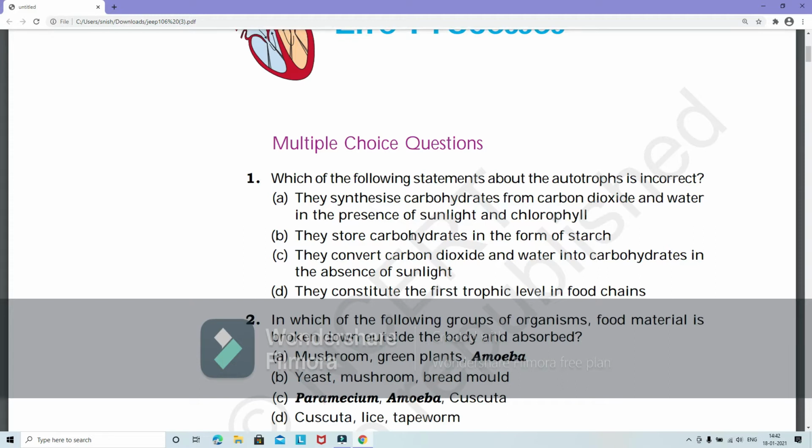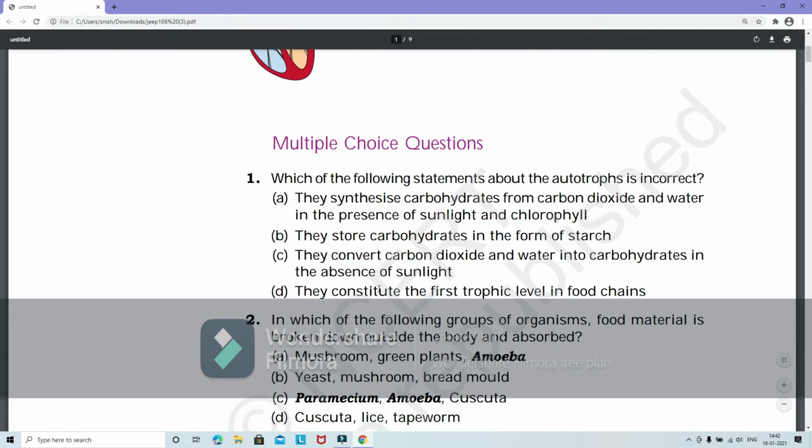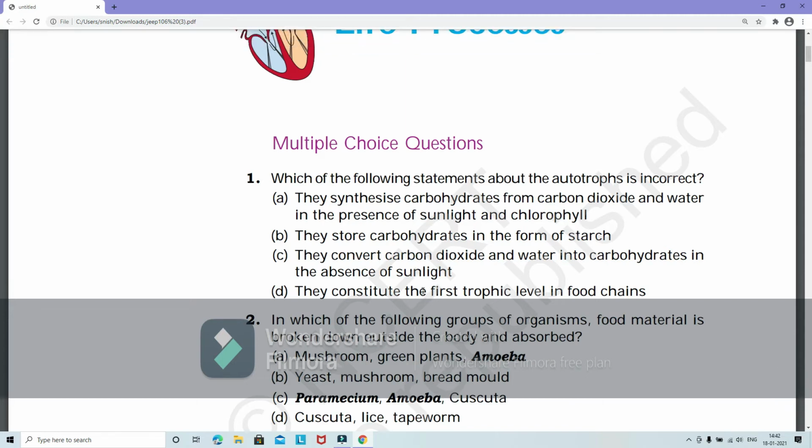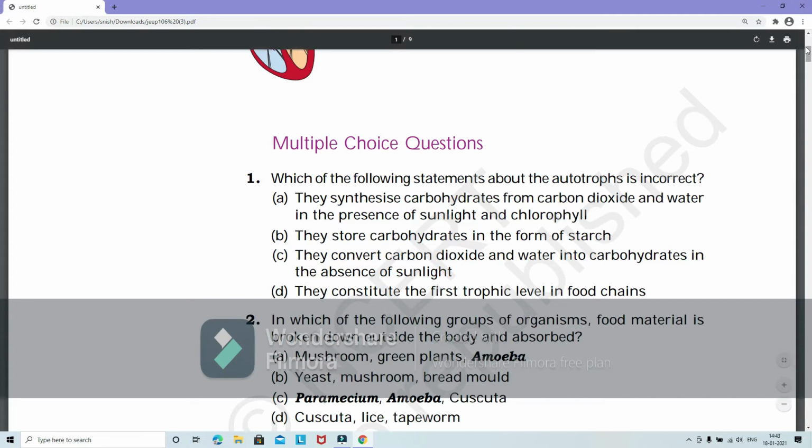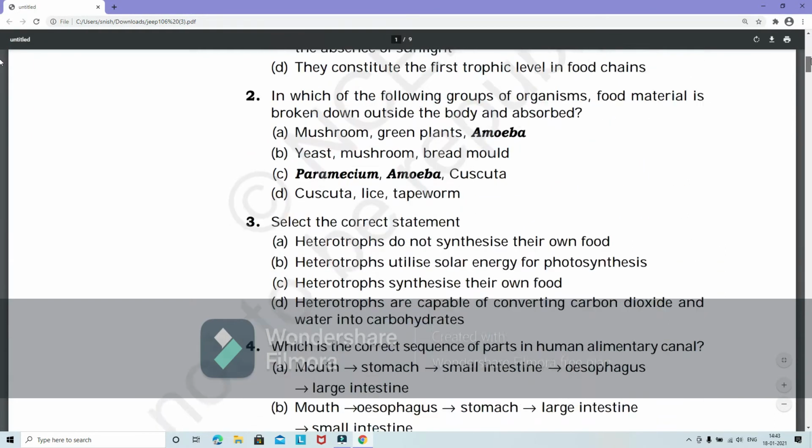Next, they store carbohydrates in the form of starch. Yes, that is also true. Third one, they convert carbon dioxide and water into carbohydrates in the absence of sunlight. Is it true? Does it happen in the absence of sunlight? No, it is wrong. So it's third option. And they constitute the first trophic level in food chains. We know this. We have studied it in the Our Environment chapter that it belongs to the first trophic level. So that is true. So for the question, the answer is third option. Moving on.